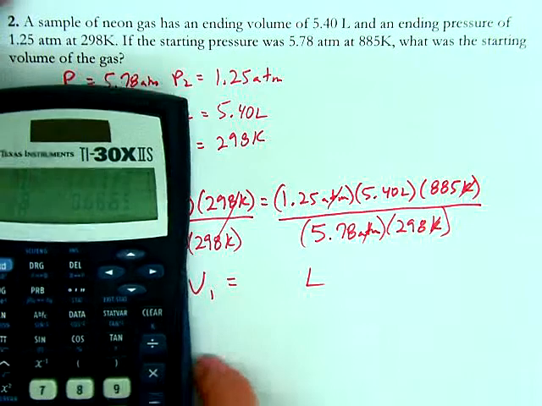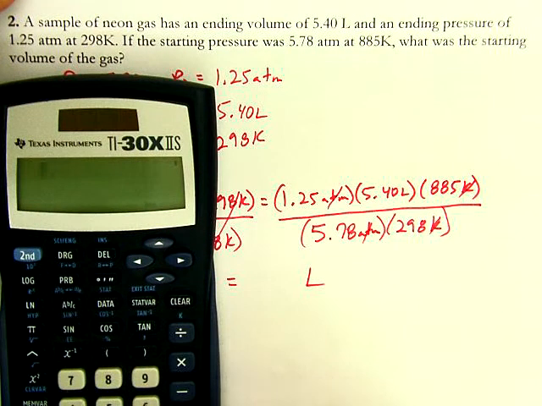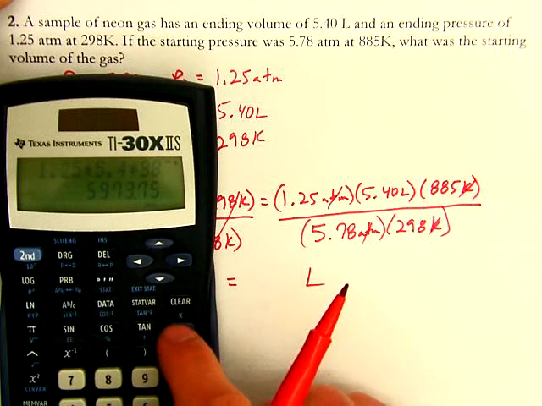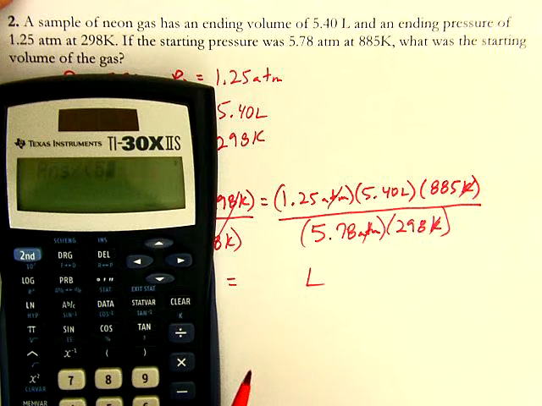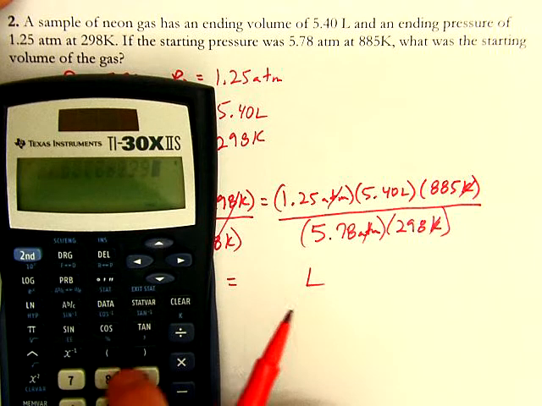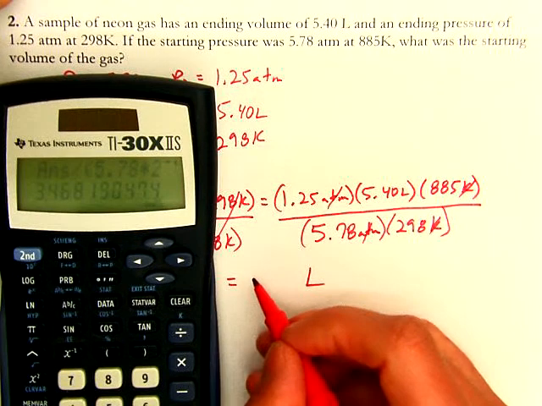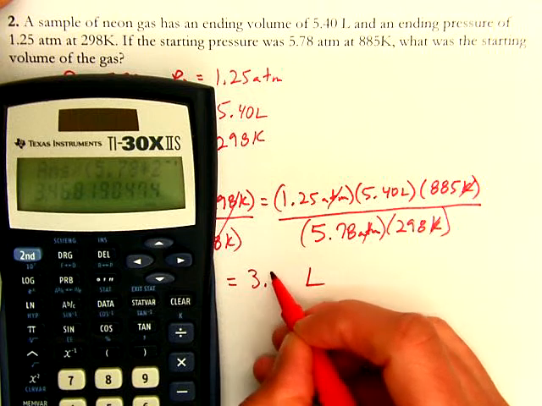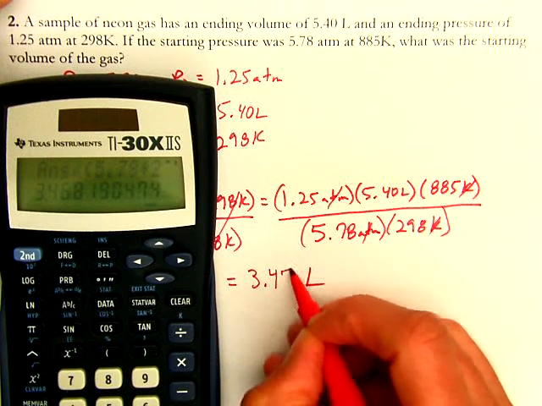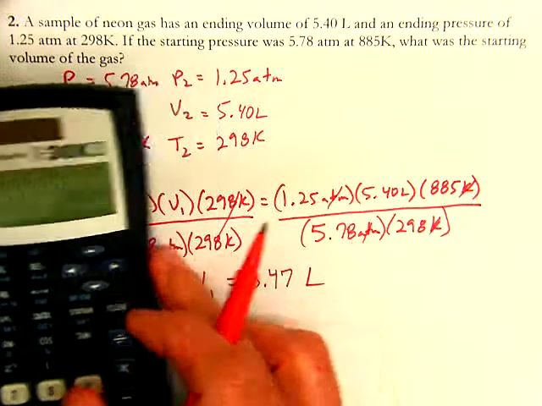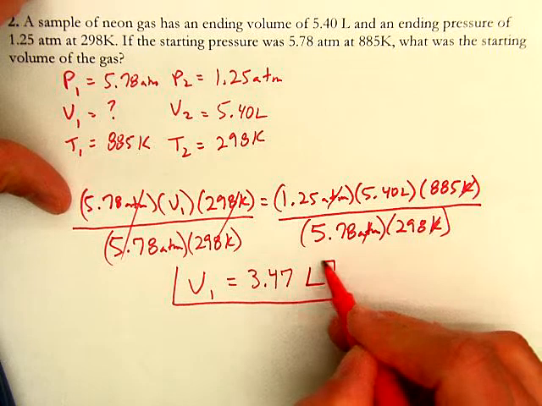Okay, so let's plug these numbers in. 1.25 times 5.4 times 885. Okay, again we get almost 6,000. That is going to get divided by, open parentheses, 5.78 times 298, close parentheses. See how that number's in parentheses, it's very important. Otherwise your order of operations will be wrong. Hit enter, and my answer here is 3.47 liters. That is my starting volume.